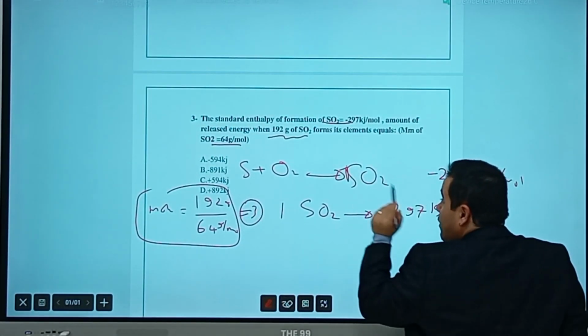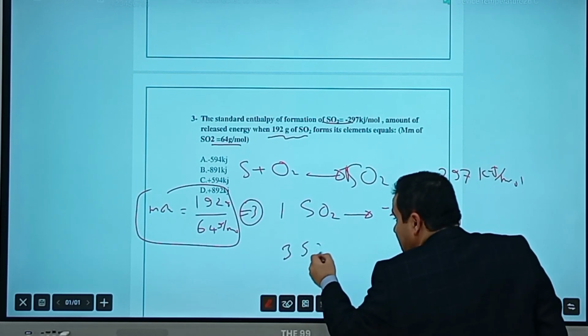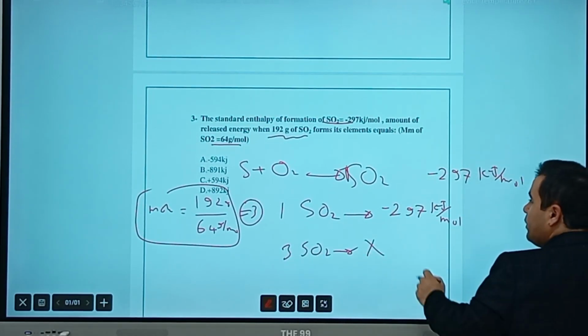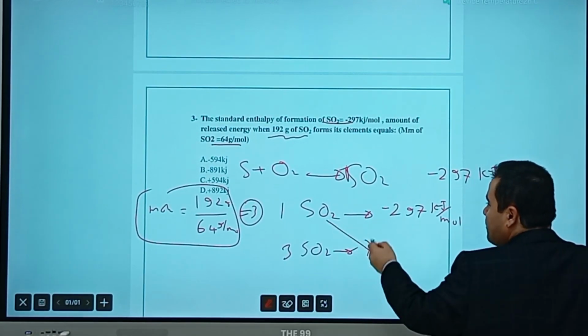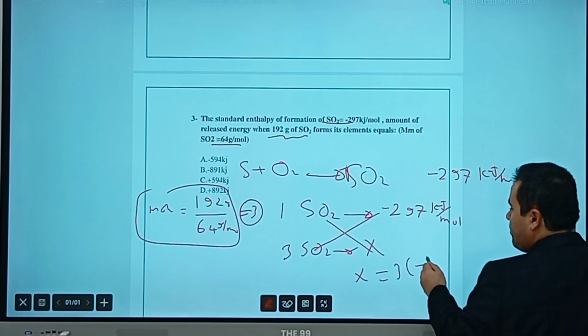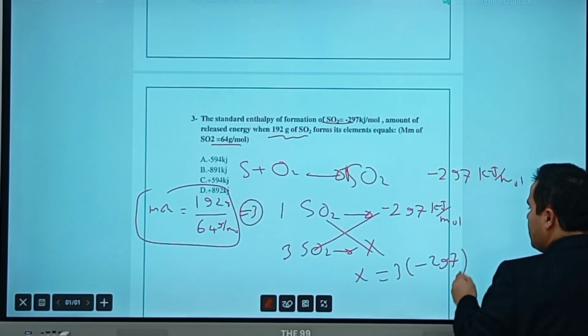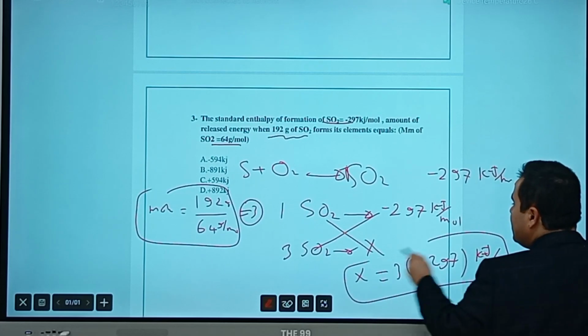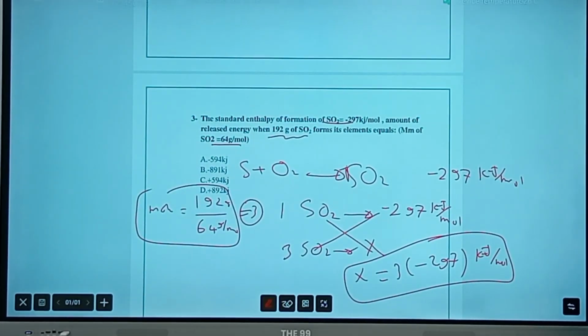For 3 moles of SO2, how much energy should be released? Find X by cross multiplication. X is equal to 3 multiplied by minus 297 kilojoule per mole. That will be the amount of energy which should be released.